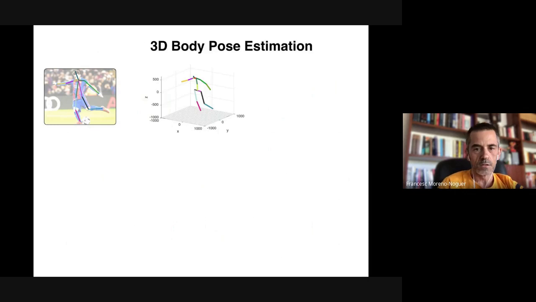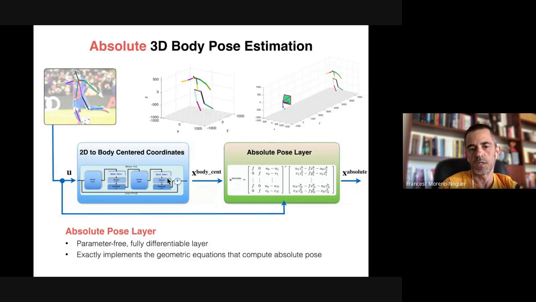We did a step further on this method. One caveat of the methods of 3D pose estimation is that they do not estimate the absolute body pose. So we know the 3D body pose, but for instance, we don't know how far this person is from the camera. So in an extension of this work, what we did was to compute the absolute 3D body pose estimation. This was the initial body pose estimation, which was body-centered. So in this network, we don't know how far the person is, the absolute position of the person.